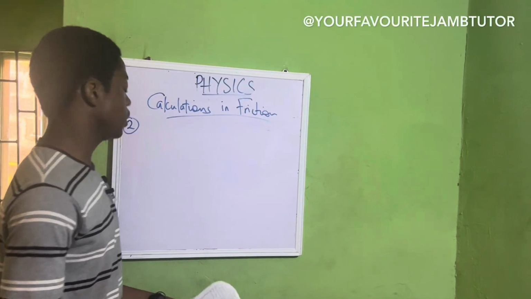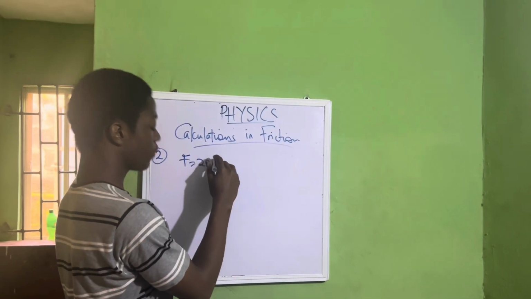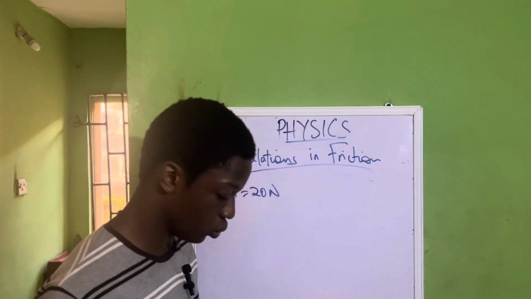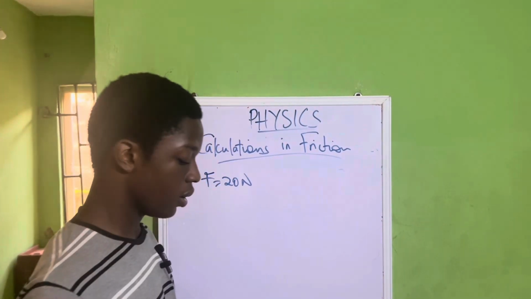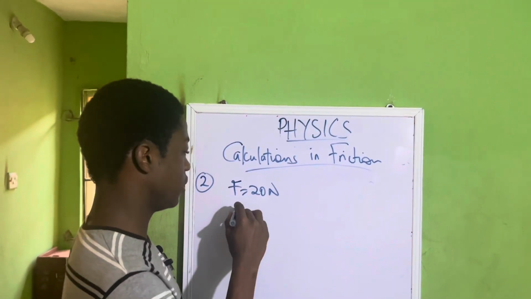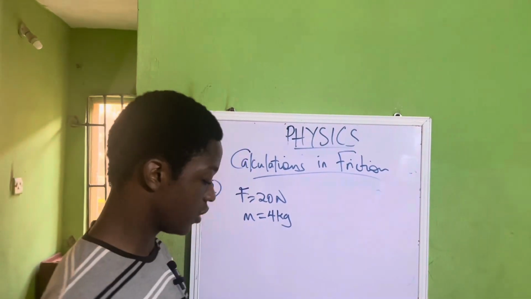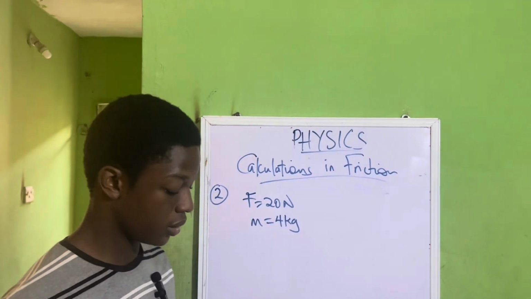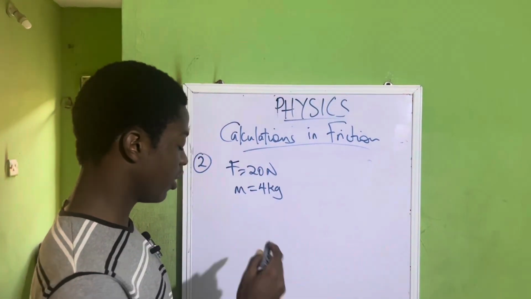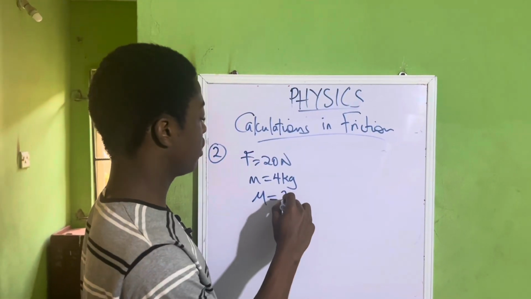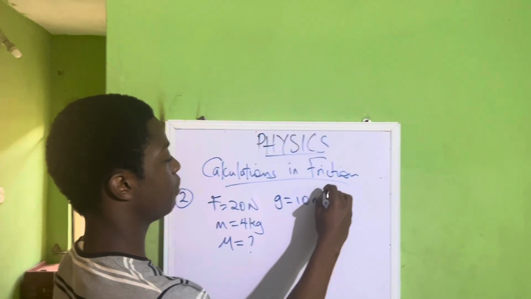Okay, so the second question: a force of 20 Newton, F equals 20 Newton, applied parallel to the surface of a horizontal table, is just sufficient, note that word, just sufficient, to make the block of mass 4 kg move on the table. Now they said calculate the coefficient of friction on that table. So our basic formula, taking g also equal to 10 meter per second square.